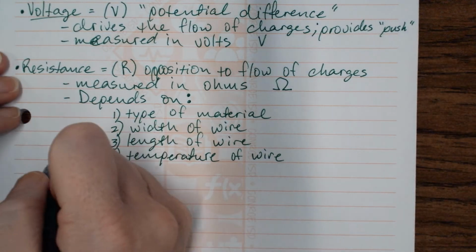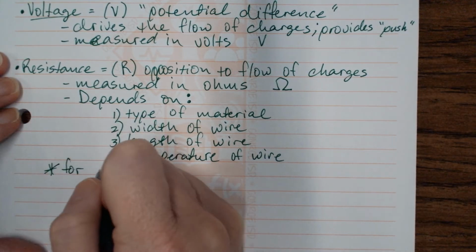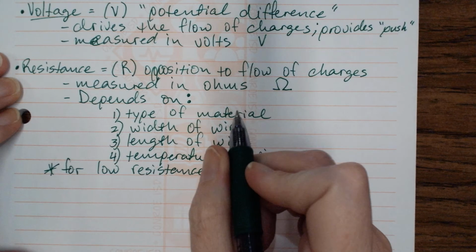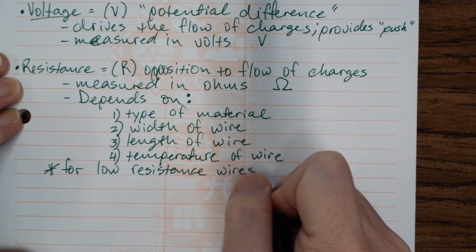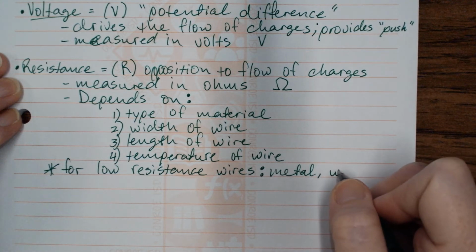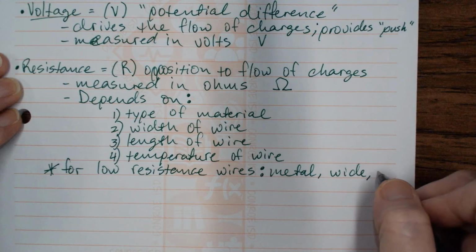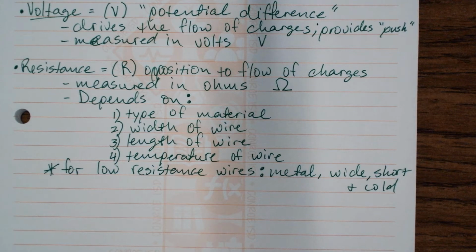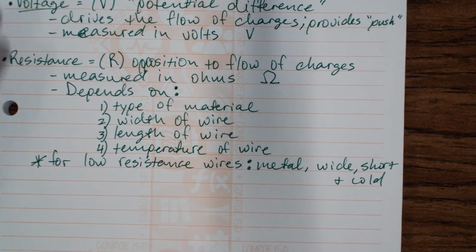So, for low resistance wires, you want them to be metal, wide, short, and cold. Okay, so these would be wires with the least amount of resistance. Okay? Oops. Okay, there we go. All right.